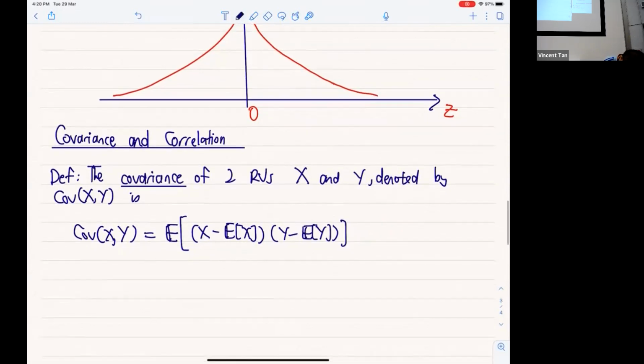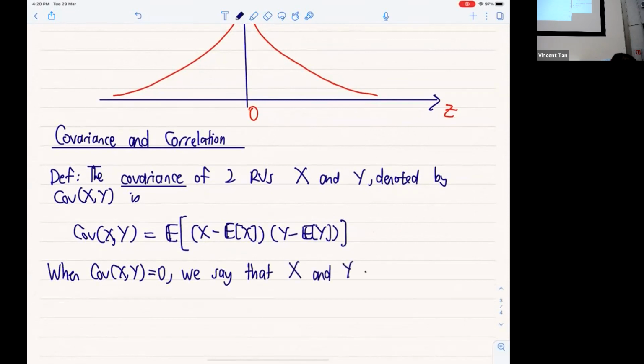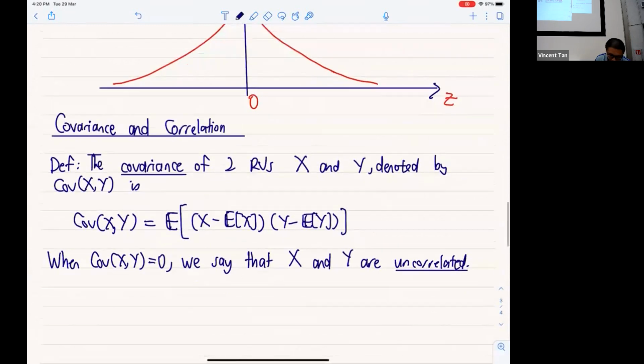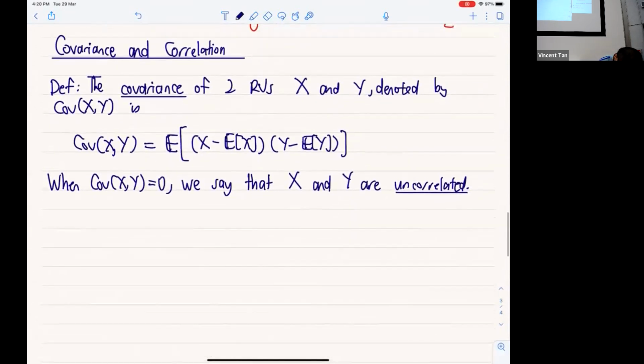Okay, now when the covariance turns out to be equal to 0, then there is a technical term for this. We say that X and Y are uncorrelated. Okay, so that is a technical term for the fact that X and Y are uncorrelated. Okay, now you want to have these pictures in your head.